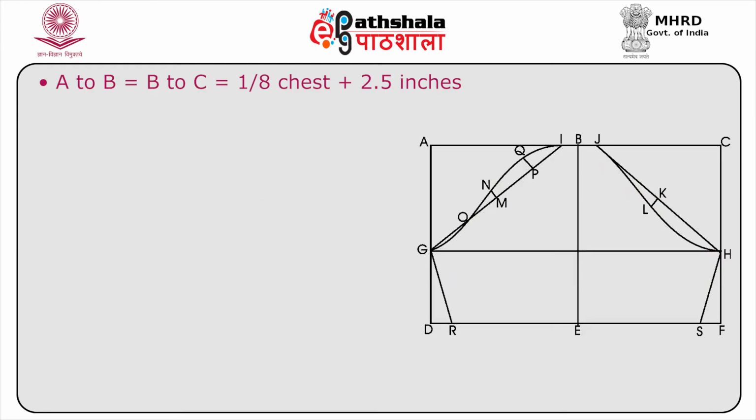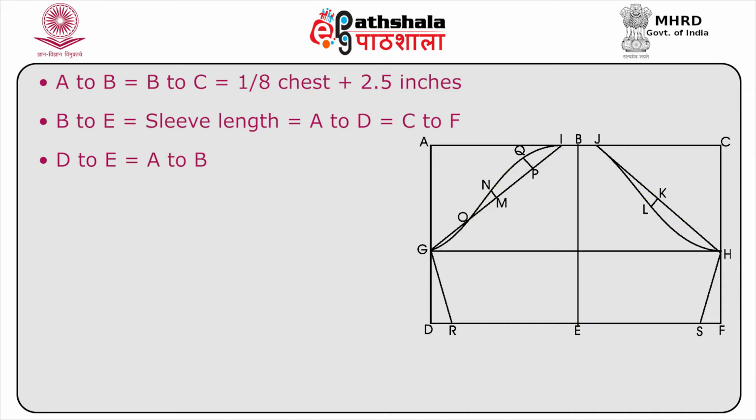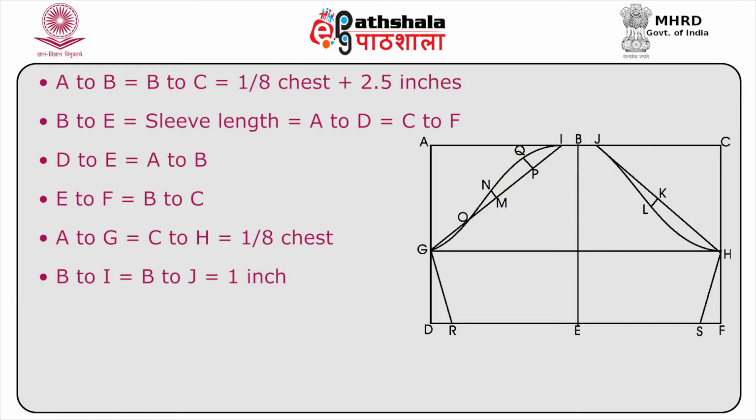For the sleeve, A to B is equal to B to C, that is 1/8 of chest plus 2.5 inches. B to E is sleeve length and A to D is equal to C to F. D to E is equal to A to B. E to F is equal to B to C. A to G is equal to C to H, that is 1/8 of chest. B to I is equal to B to J, that is equal to 1 inch.